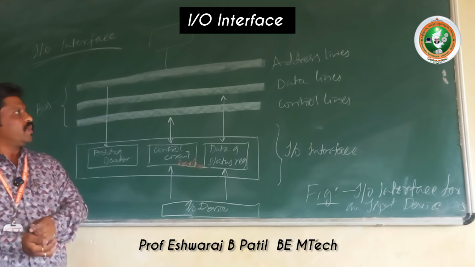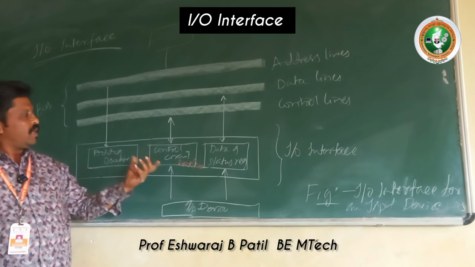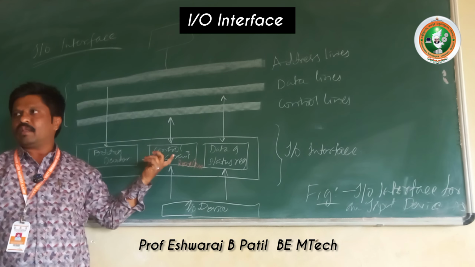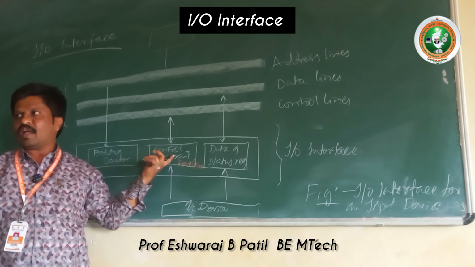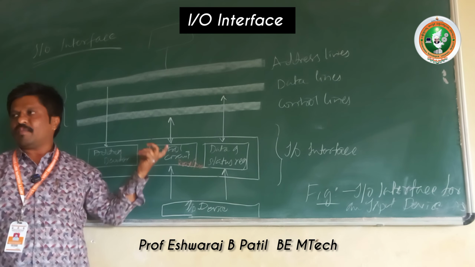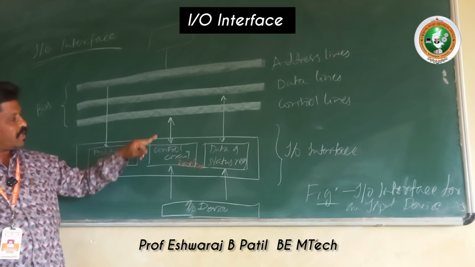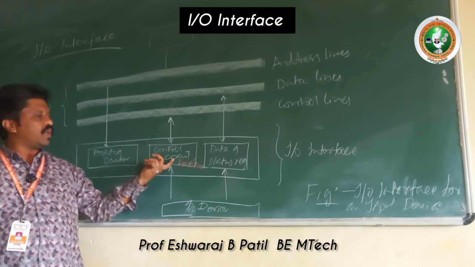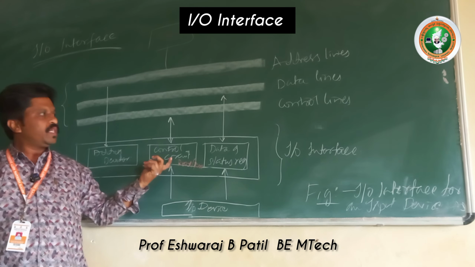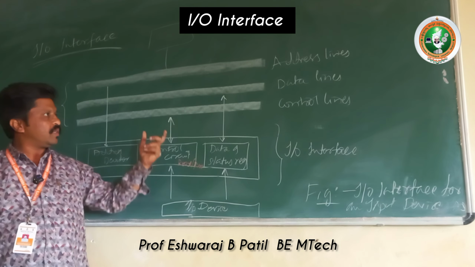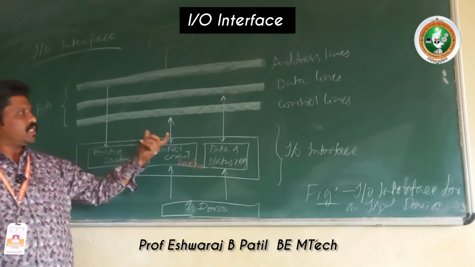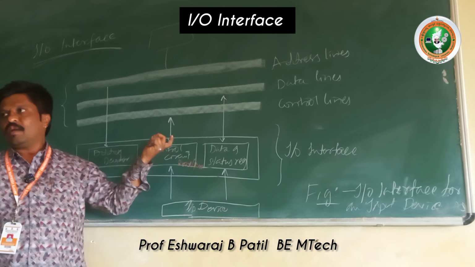Until and unless the control signals are received from the processor, the control circuit will not be activated. When it receives the signal from the processor through the control lines, then the control circuit will be activated. It receives the read or write operation through the control lines. This is bidirectional.